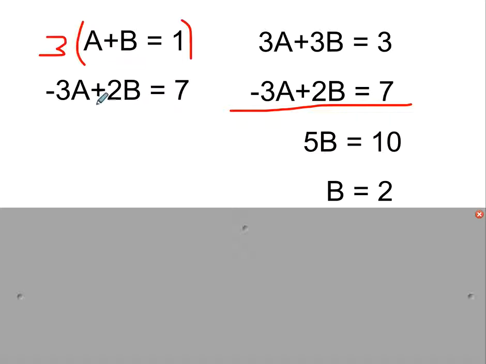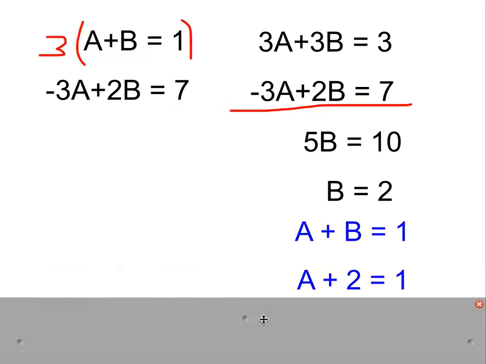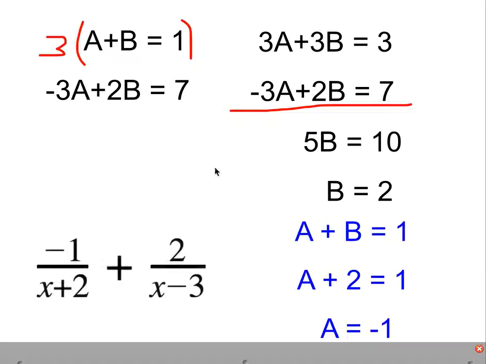And which is the easiest equation to use to solve for a? I would say this one, a plus b equals 1. So if we go to a plus b equals 1, we plug in 2 for b. We will then get a is equal to negative 1 when you subtract 2. And then your final answer is going to be negative 1 over x plus 2 over x minus 3.